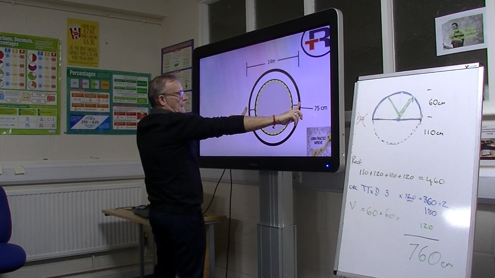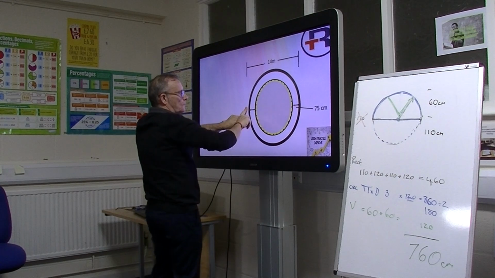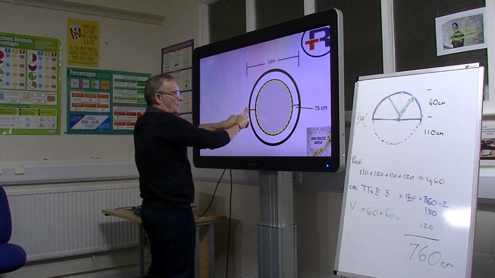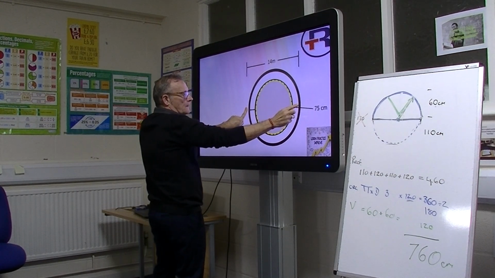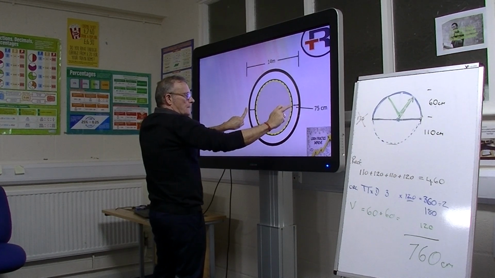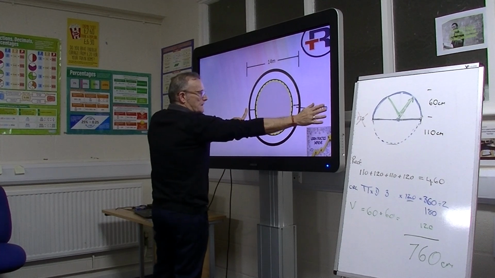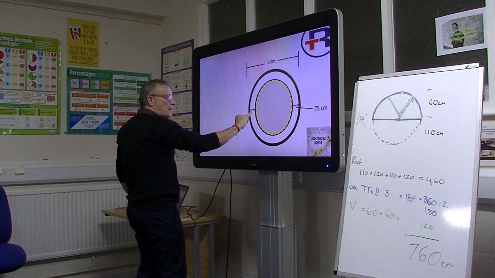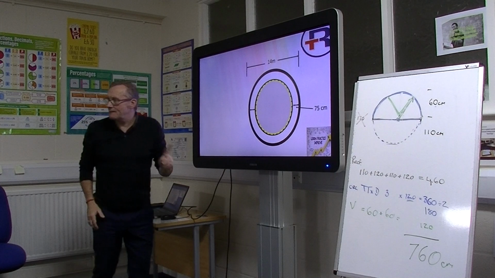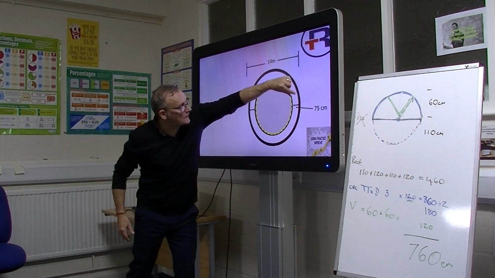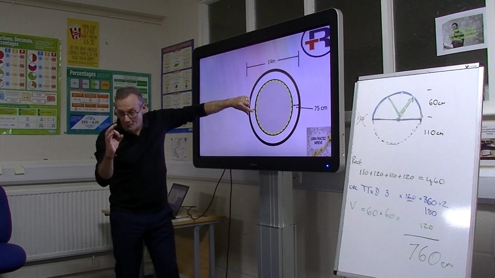That's that edge to that edge. Okay, that's the full roundabout, 14 metres across there. However, the one that we are working with is slightly smaller, and we've got 75 centimetres there. So this gap here is also going to be 75 centimetres, because that goes round in a circle. Think of it as like a Polo mint, yeah?